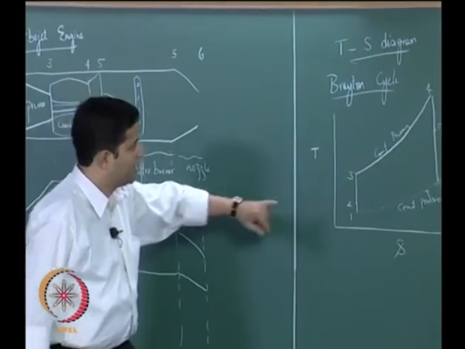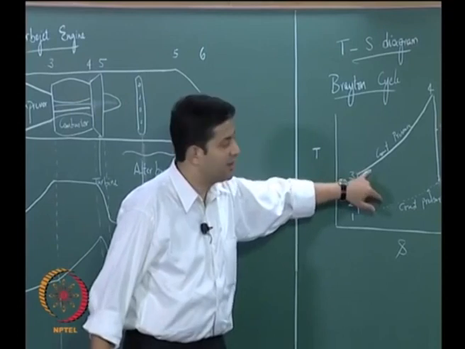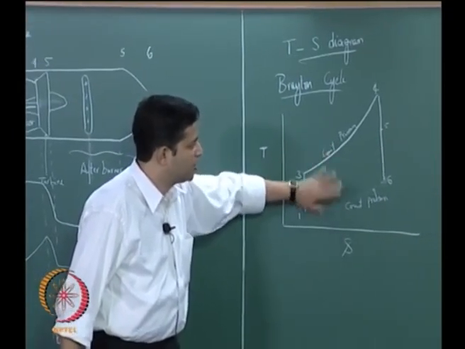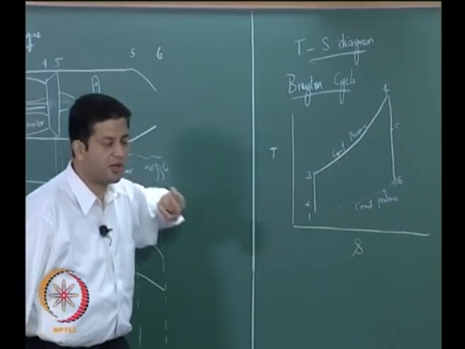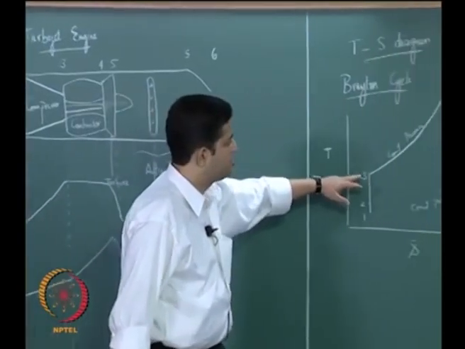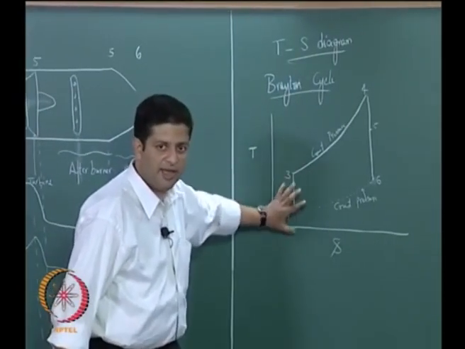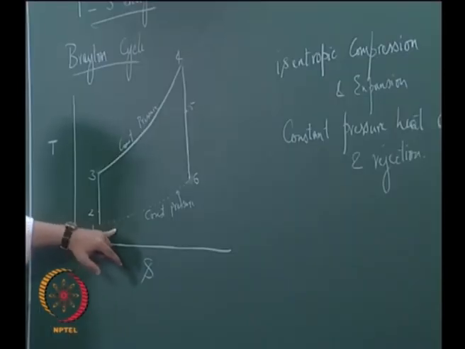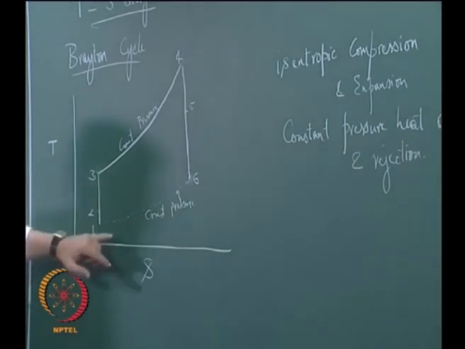Now notice I have wantonly done this, that the slope of this line is much more than the slope of this line. This is because if you look at a TS diagram, pressure increases much more steeply at higher values than at lower values, and therefore the slope of this is much smaller. And this is a dotted line because it does not come back to this position, okay.